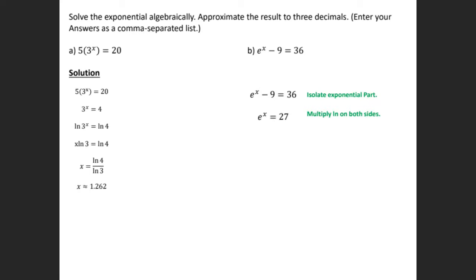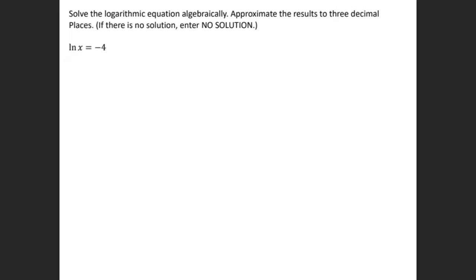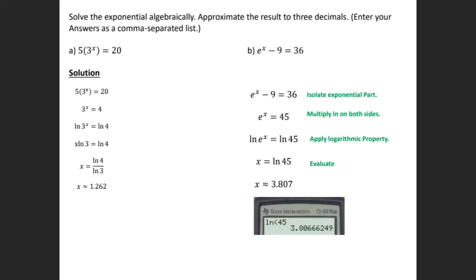oh, there's a typo there. That should have been 45, not 27, right? We're adding to both sides. So let's see. Let's go ahead and skip that one. There's a typo. Oh, see, it was written correctly at the end. That's what should be my answer. x is equal to natural log of 45. The other slides were the previous non-corrected. So x is equal to 3.807.